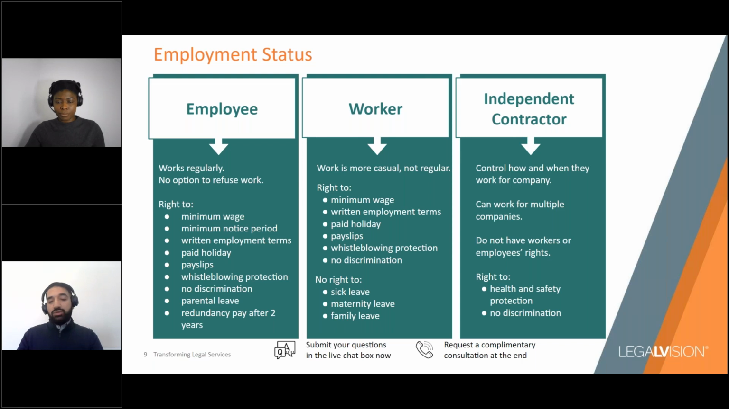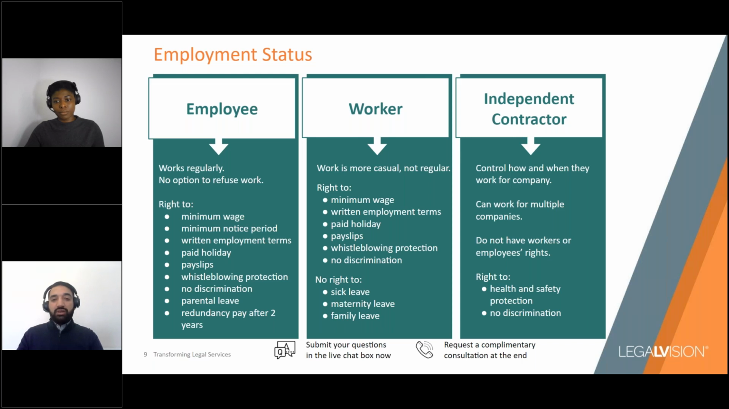And with these individuals, another key distinguishing factor is the fact that they don't have any protection from an employment law side of things. What I mean by that is they don't have the right, for instance, to a minimum wage. They don't have the right to pay slips or any sort of sick pay if they were off sick or holiday pay if they were taking annual leave. But that's not to say they don't have any rights, because they do still have some rights and some protection. So, for instance, they do have protection from things like breach of contract.